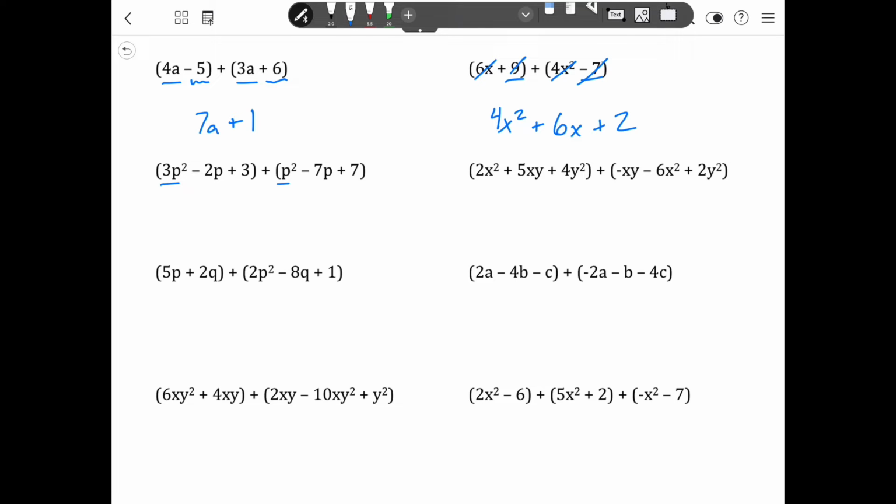On the next one, we have p squared and 3p squared, which makes 4p squared. And we have -2 plus -7p, which is -9p. And then we have 3 plus 7, which is 10.